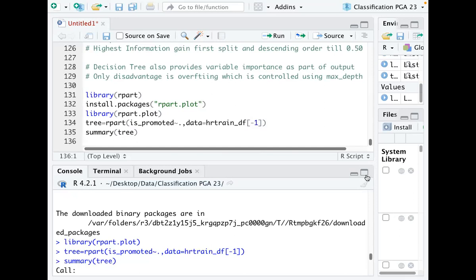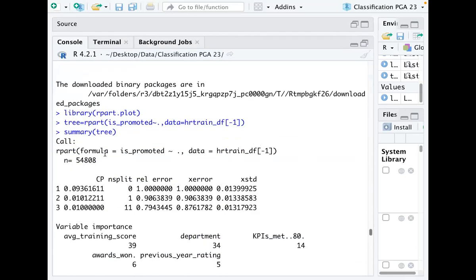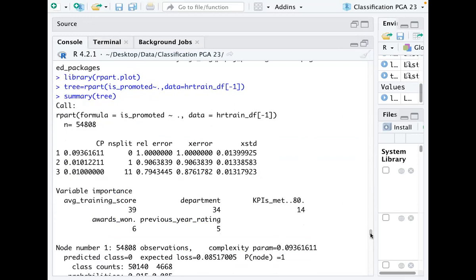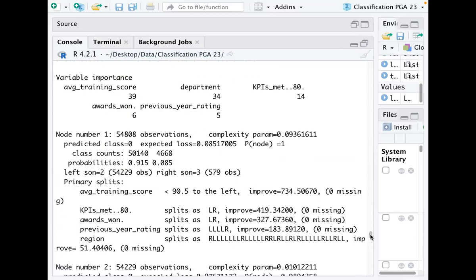Same thing here. If I say summary tree, you can see the formula and the variable importance. Average training score is important, department is important, KPIs met, awards won, previous year rating. Rest of the variables are not important. The first split happened on average training score less than 90.5.